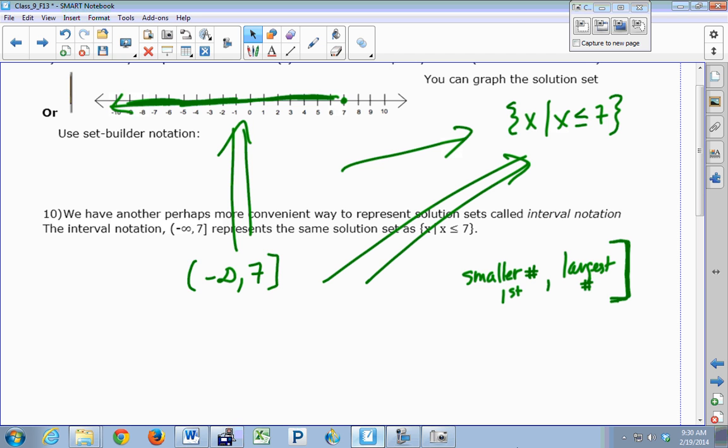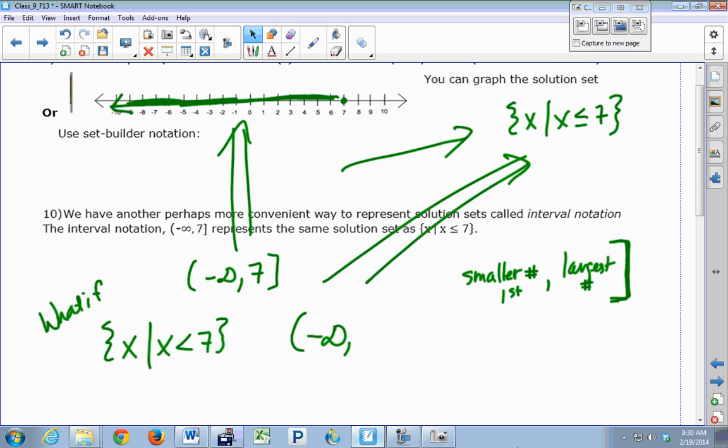Yeah, Chris? Okay, so that's a good question. Suppose we had this solution. So we have a what if question. What if? Well, would the left-hand side of our interval notation change at all? No, we're still going out to negative infinity.